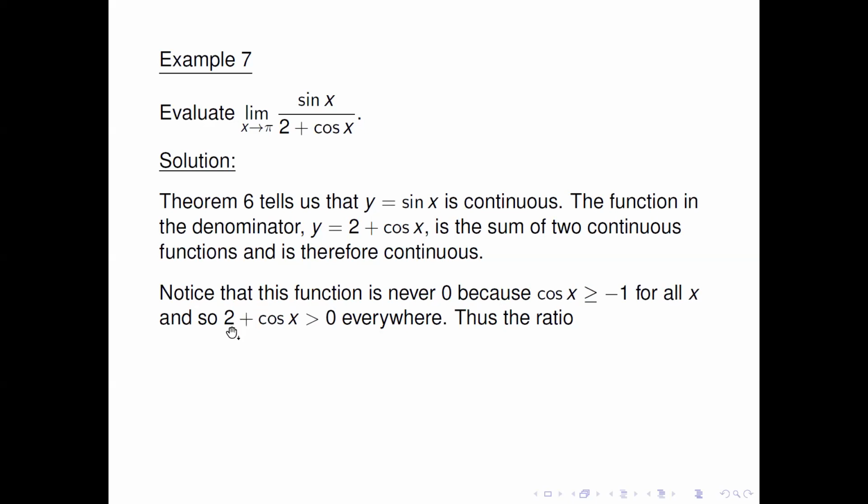And so the 2 plus cosine x, I can look at this expression and simply add a 2 on the left of this inequality and a 2 on the right of this inequality. And I get the fact that 2 plus cos x is greater than or equal to plus 1, which means 2 plus cosine x is greater than 0 everywhere. So this expression can never be 0. And so the ratio f of x equals sine x divided by 2 plus cos x is continuous everywhere. Remember, this would have been discontinuous only in the case where the denominator is 0, but the denominator can never be 0. And so this expression is continuous everywhere.